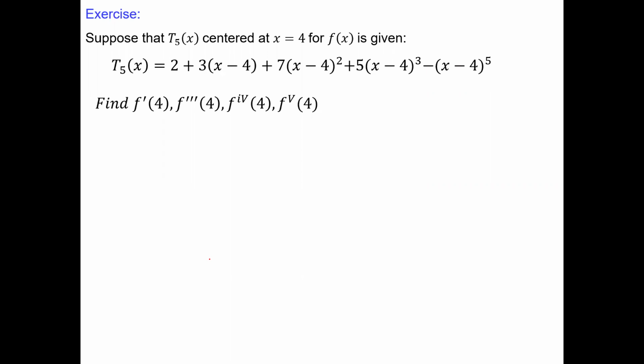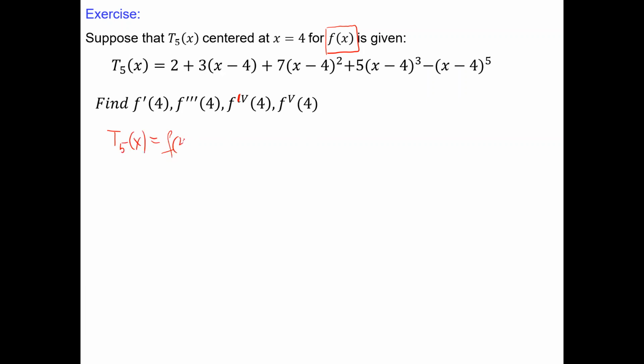Okay, now we have to find out what is the value of the first derivative of the function. We don't have this function, we only have this approximation. Third derivative, fourth derivative, and the fifth derivative. Okay, so now we will go backwards. I can just write down the general form.